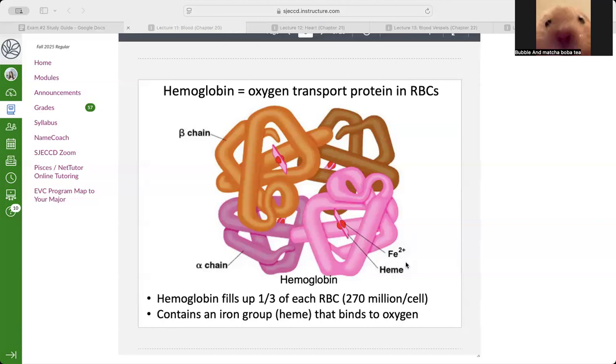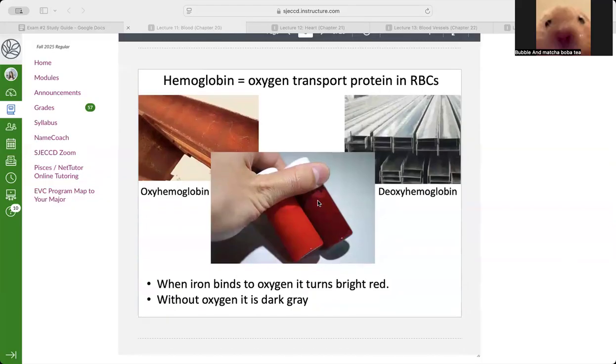And each one of these carries four oxygens. And there are so many of them, so many hemoglobins in one red blood cell. So red blood cells carry a lot of oxygen. Okay, they're big.